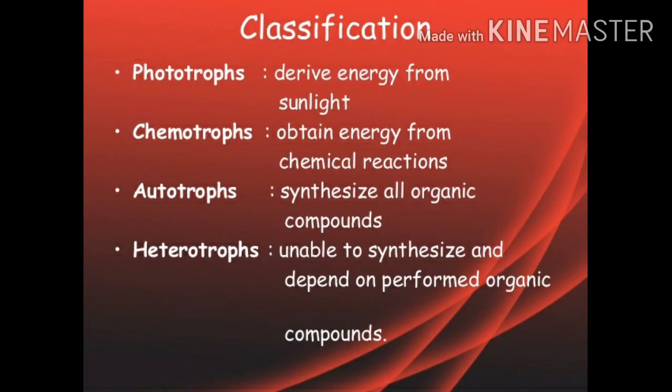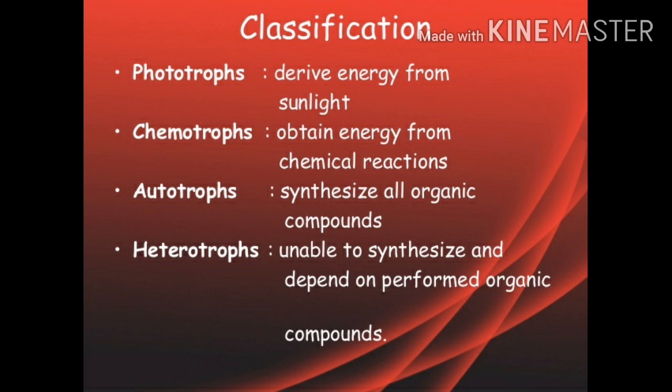Now let's see these different kinds of terms. Number one is phototrophs, meaning these derive energy from sunlight. Then chemotrophs, they obtain energy from chemical reactions. Then autotrophs, they synthesize all organic compounds. Heterotrophs are unable to synthesize and depend on preformed organic compounds. So these are the different terms which you should learn and remember all the time.